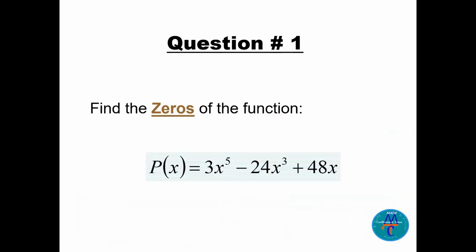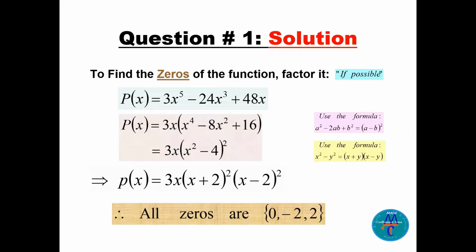Now let's see some questions here. Find the zeros of this function, 3x to the power 5 minus 24x cubed plus 48x. What will make this function zero? Find all the values of x. We try factoring first, if possible. Sometimes it is not possible. Okay, so we factor it, and to find the zeros we make it equal to 0.